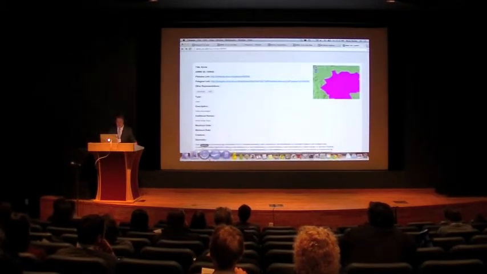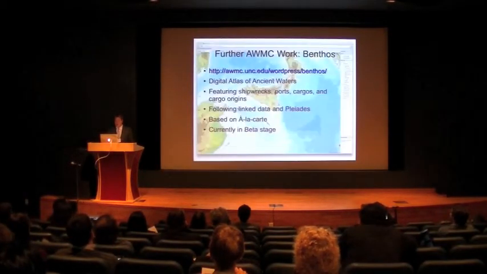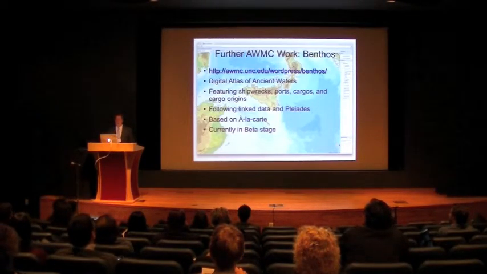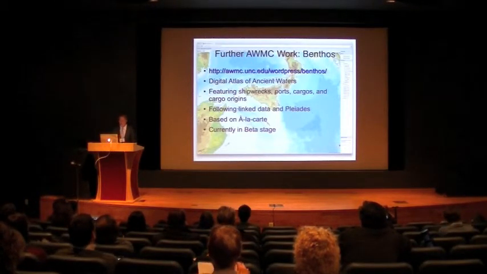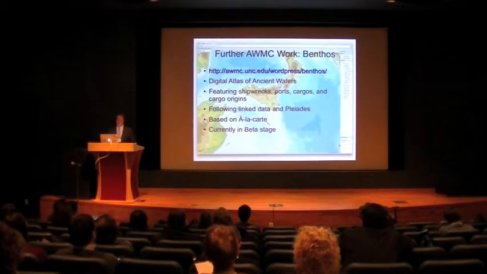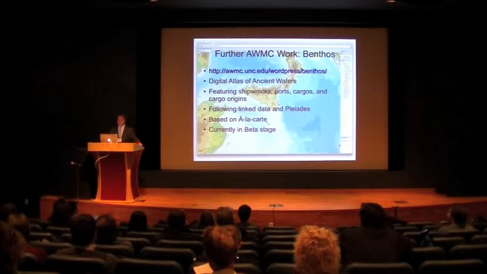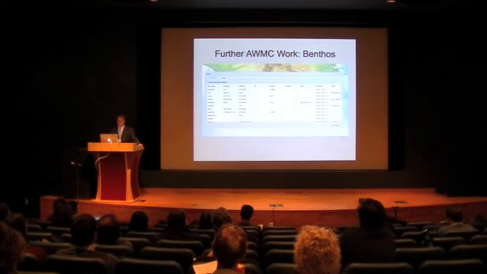And let me just return to our slides here, which I've kind of gone off for a little bit. We'll just talk about that. What we want to do now is take the A La Carte code base and expand into different areas. One thing that we just released in a beta version is called Benthos, which is a digital atlas of ancient waters. And what we're looking at here are shipwrecks, cargoes, cargo locations, connections, networks, this kind of thing. And we'd love to use some of the work that Orbis has been doing, and we'd love to complicate the work that they're doing as well. By showing, say, different shipwrecks, we can maybe influence how these networks are actually constructed. And again, it's based on A La Carte, it's in the beta stage.